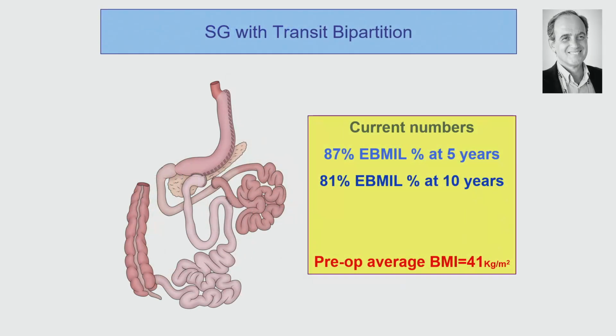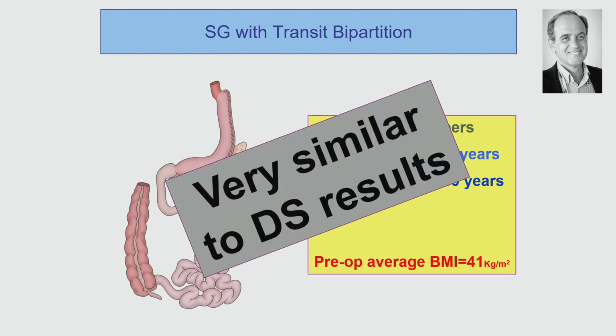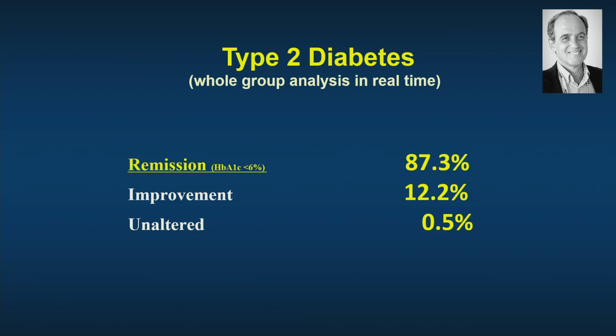The numbers of the results that Dr. Santoro presented at present time are very exciting. Excess weight loss at 5 years is 87%, and 81% excess BMI loss at 10 years. In the median of the patients, their preoperative BMI was 41. In the end, it is going to be a very similar result to the DS in this scenario.